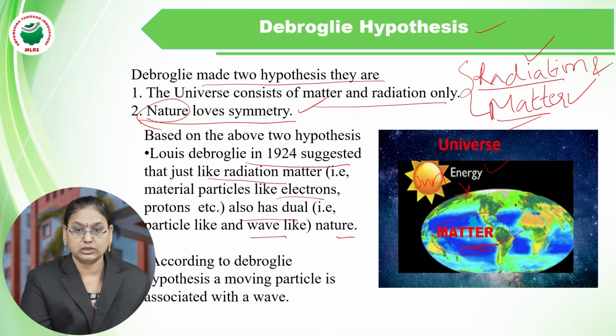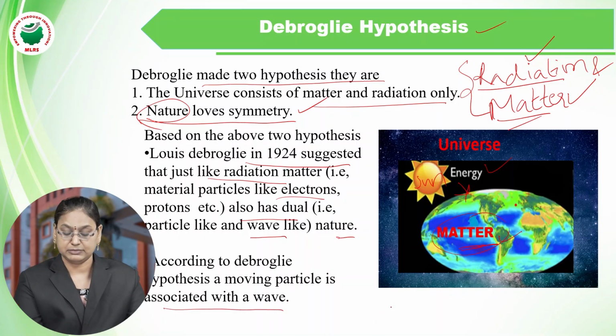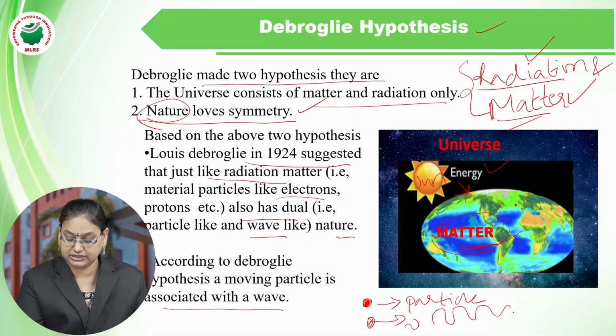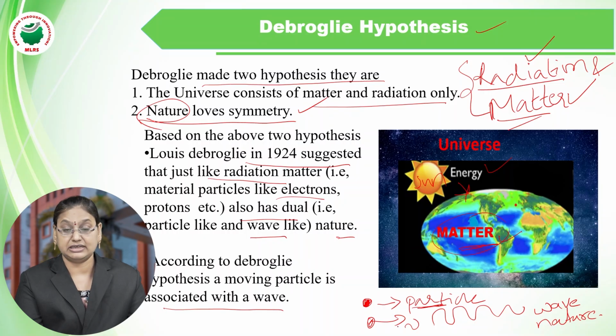Now, according to the de Broglie hypothesis, a moving particle is associated with a wave. That means if the particle is at rest, it has particle nature. If this particle is moving with some velocity, then waves are associated with it. That means it has wave nature.